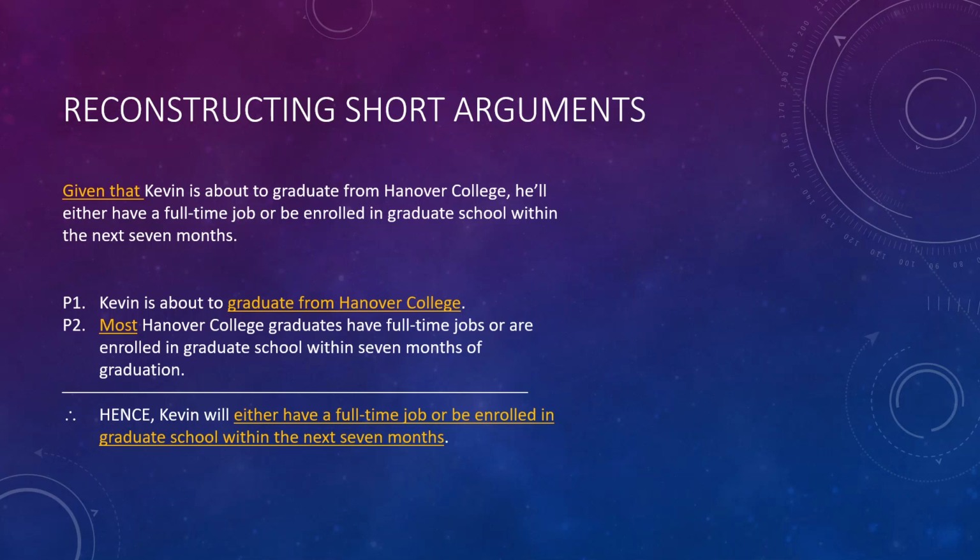That's the principle of charity. We don't want to attribute to someone a false premise or faulty reasoning or fallacious reasoning if we can possibly help it. So we are kind of forced to provide a statistical generalization here, and that isn't a bad thing because it means that the argument is still inductively strong. Okay, it's just not deductively valid. Kevin could be one out of 100 or 1 out of 200 or whatever it is who doesn't land a job or get into graduate school within the first 7 months of graduation.